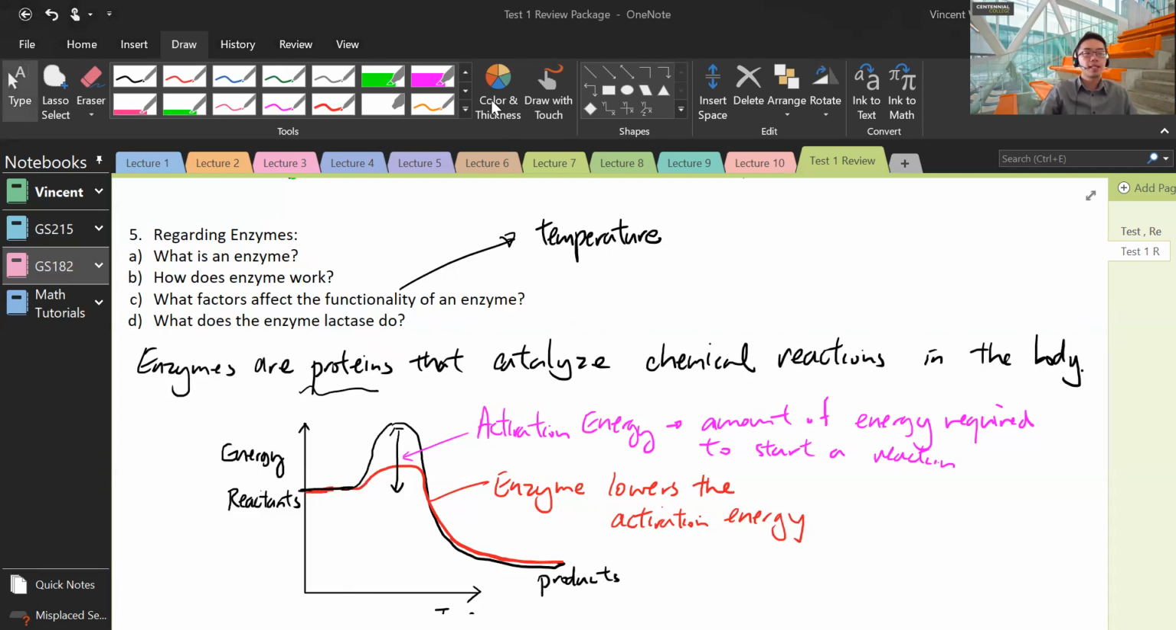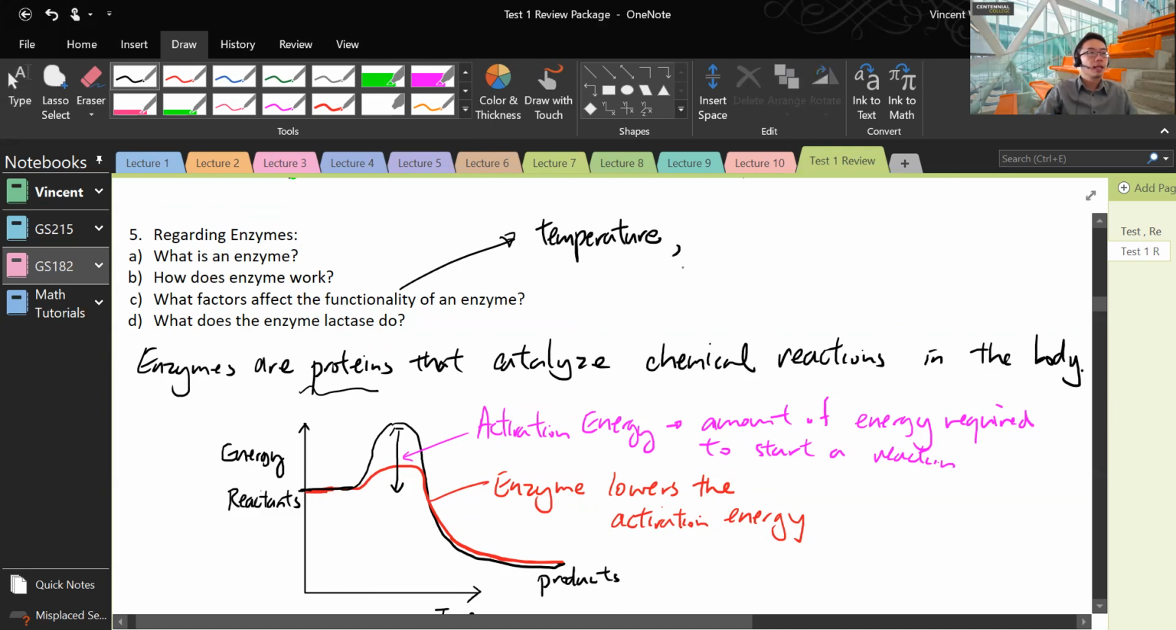Okay, so what else besides temperature? Just type it in the chat box if you want. Okay, yeah, pH, definitely. Okay, pH becomes more acidic, more basic. That will also disrupt the hydrogen bond and even the ionic bonds as well. Salt concentration, very good. Okay, and then I'm looking for one more, perhaps. Anybody?